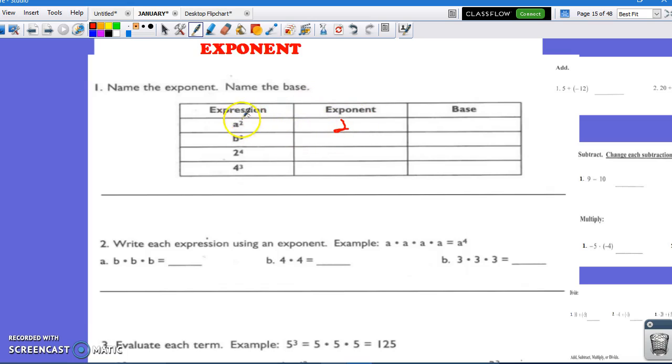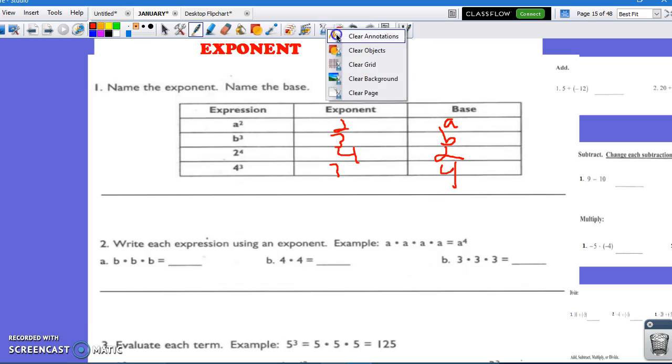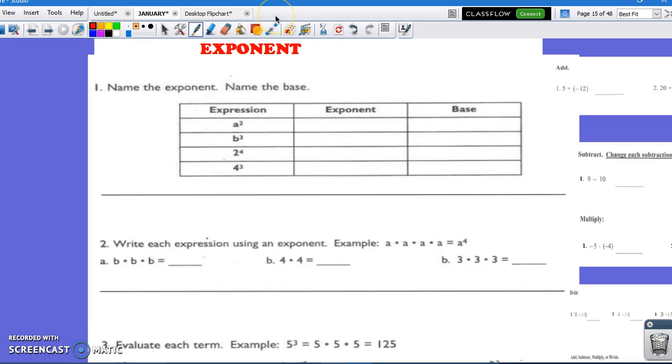Remember, the base is the large number or letter, the one you're going to multiply that many times. So the base in this one is a. Exponent is 3, base is b. Exponent is 4, base is 2. Exponent is 3, base is 4. That easy. Just seeing if you can remember which part is the exponent and which part is the base. Okay, moving on to the next section.